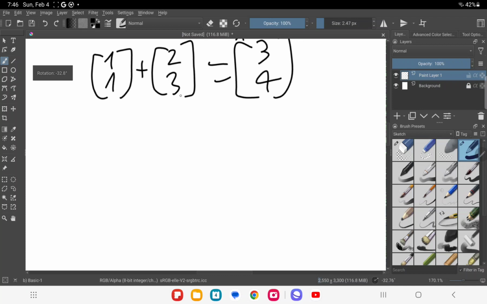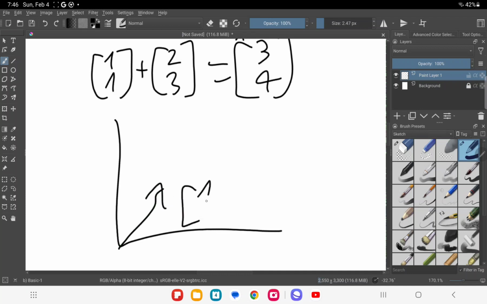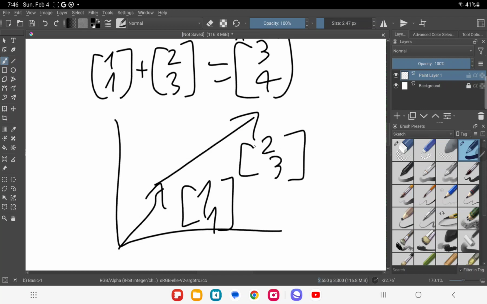And adding vectors can also be shown by, let's say this is 1 1, and 2 to the right, 3 up would be like, let's say here, 2 3. We're adding 2 3 from the arrow point of 1 1 to get 3 4. This doesn't look very good, but I hope it's understandable.